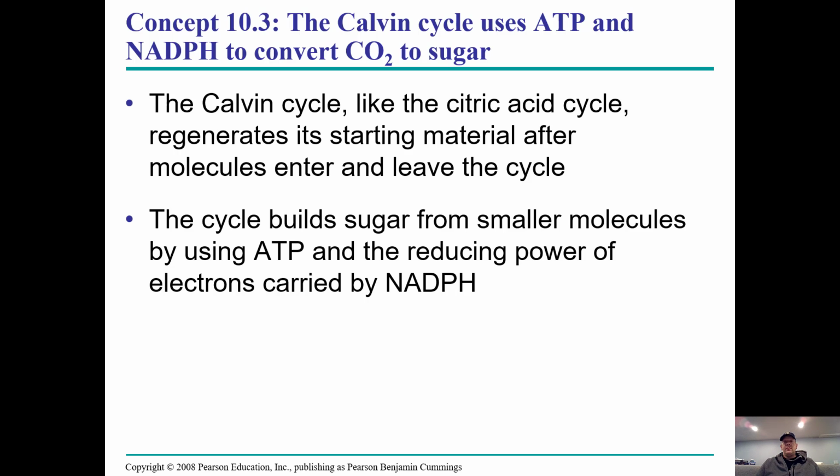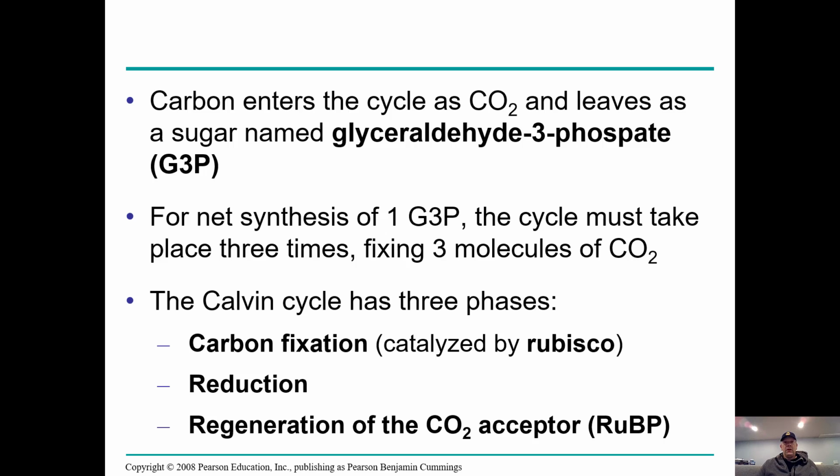It will build sugar, and it's going to use ATP and NADH coming from the light reactions. So it enters in as carbon dioxide, and then midway through, it'll make a three carbon sugar. In order to get glucose, this process has to occur twice. Anyway, there's three phases.